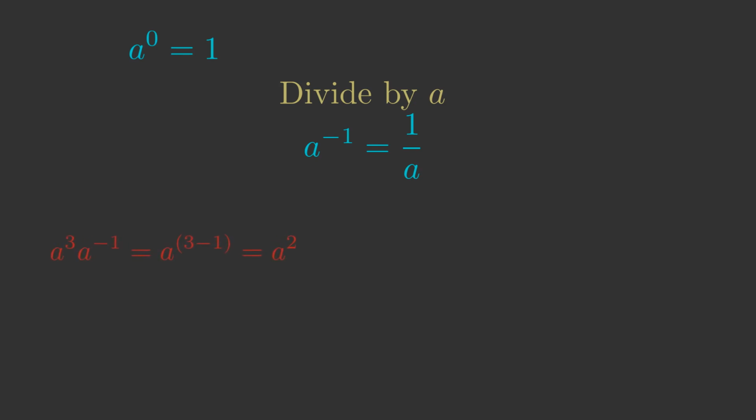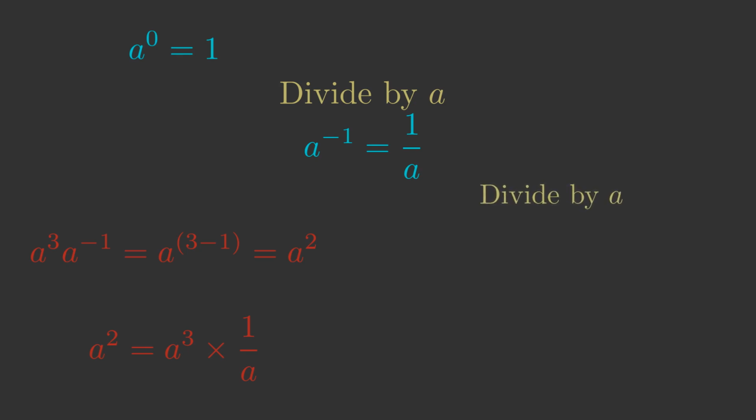Another way to think of this is to consider a cubed times a to the minus 1. When we multiply two exponentials, we add the exponents, which is 3 plus minus 1, or 2. So a squared is a cubed times a to the minus 1. But we also know that a squared is equal to a cubed times 1 over a. So again, this tells us that a to the minus 1 is equal to 1 over a.